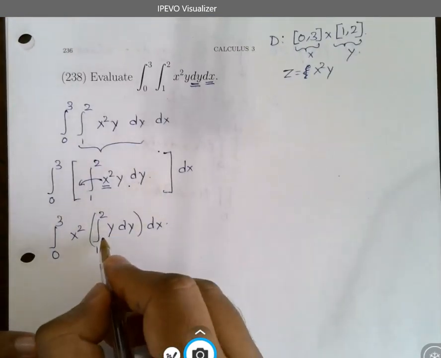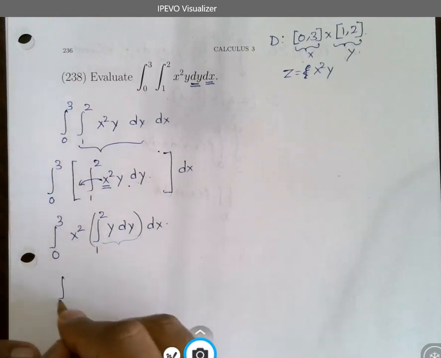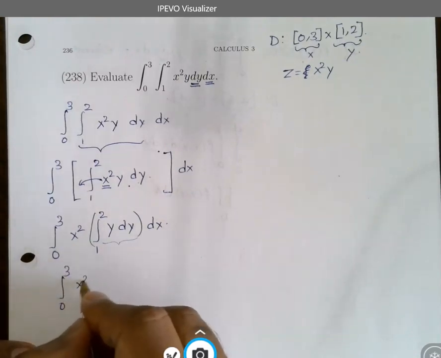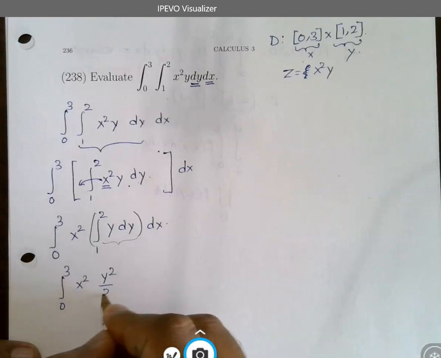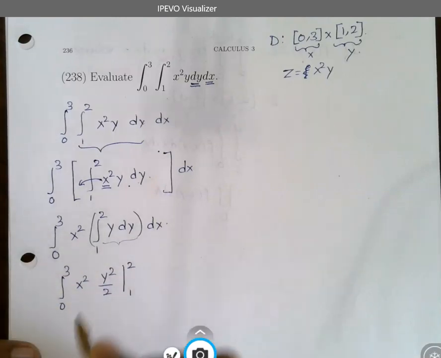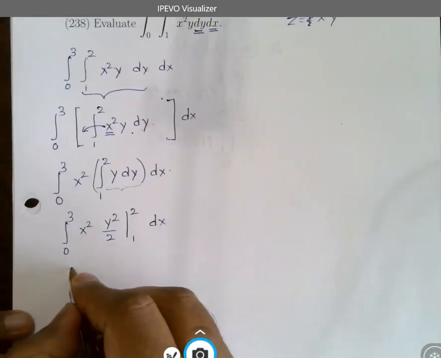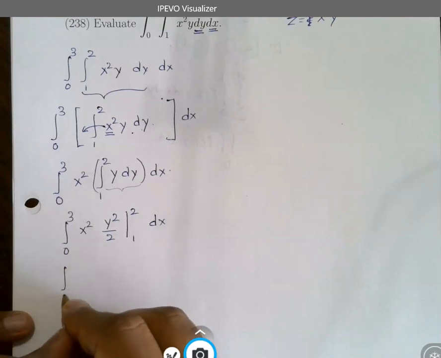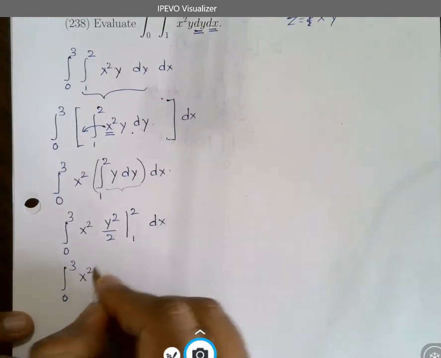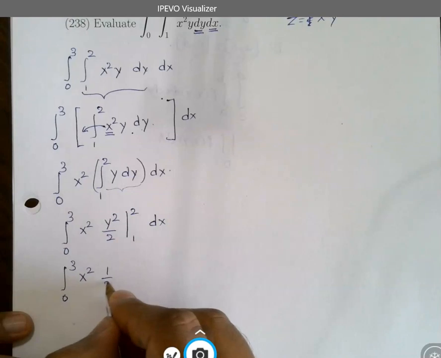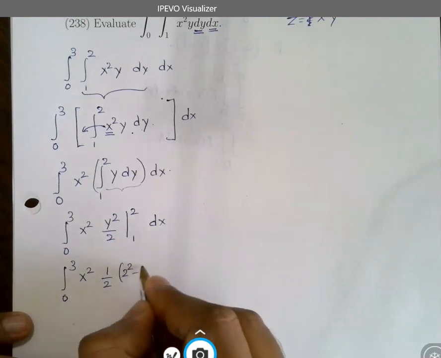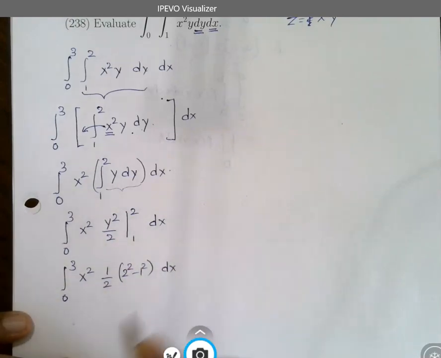Now when you integrate this using the power rule, you get the integral from 0 to 3 of x squared, and when you integrate y using the power rule, you get y squared over 2, where the limits of integration are from 1 to 2, and you get dx. Upon substituting the limits, you get the integral from 0 to 3 of x squared, and 1/2 times 2 squared minus 1 squared dx.